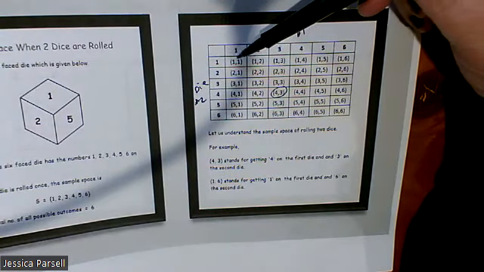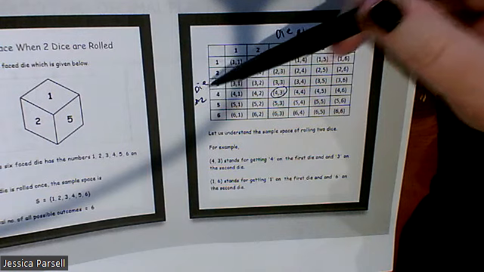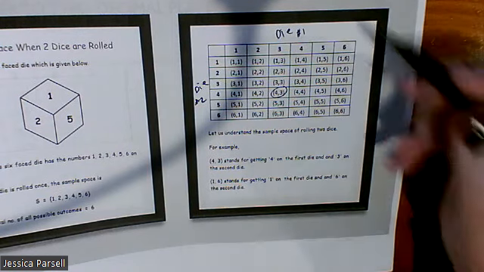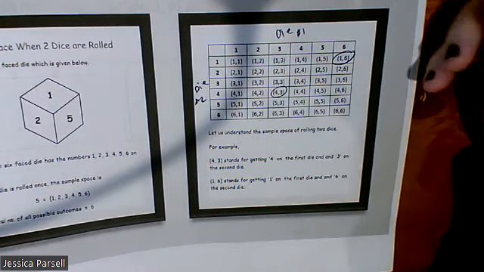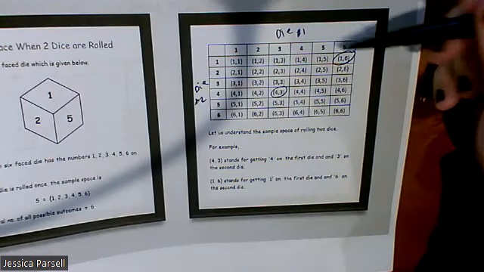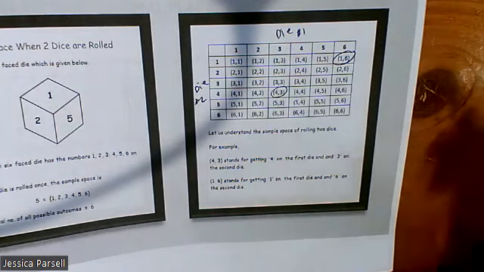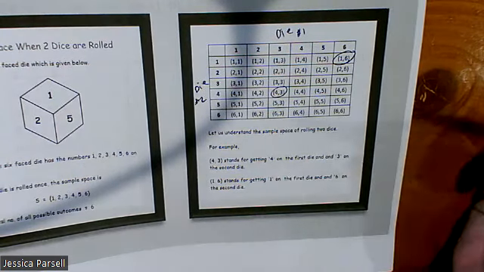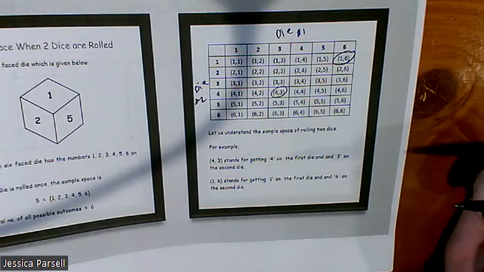Or 1, 1 would be a 1 on the first die and a 1 on the second die. Or let's just look at 1, 6. So 1, 6 is right here. It means you rolled a 1 on your first die and a 6 on that second die. So we'll be referencing this chart to help us answer some future problems coming up.